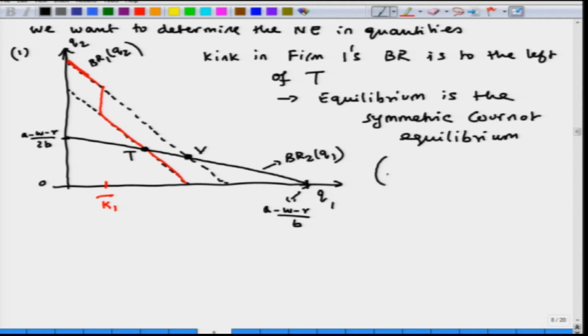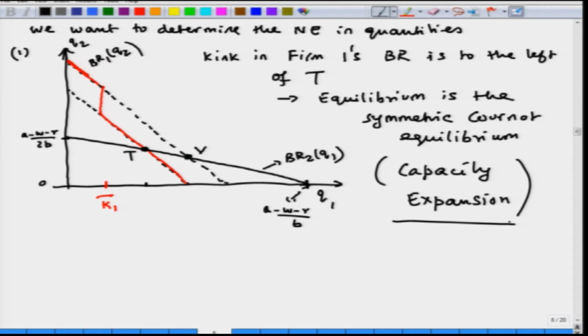Right, and this corresponds to a case of capacity expansion, wherein in stage 1 if the incumbent has chosen a capacity which is K1 bar, as given in the graph, in stage 2 there is Cournot competition, the best response functions are intersecting at T, but notice the Q1 Cournot that is produced by firm 1 is larger than the K1 bar, which requires the incumbent to expand its capacity in stage 2, right. So, this is one possible depiction of the Cournot outcome in stage 2.